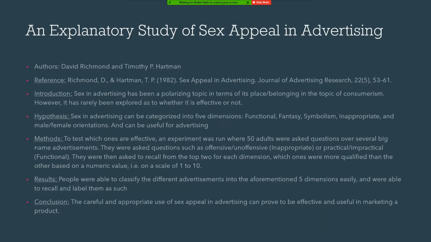So the conclusion was that careful and appropriate use of sex appeal in advertising can prove to be effective and useful in marketing a product because these people were able to quickly associate a brand name with the ad based off of those five dimensions. Like either it fit as offensive or unoffensive, or it fit as inappropriate, or it fit as functional, fantasy, symbolism, and so forth.